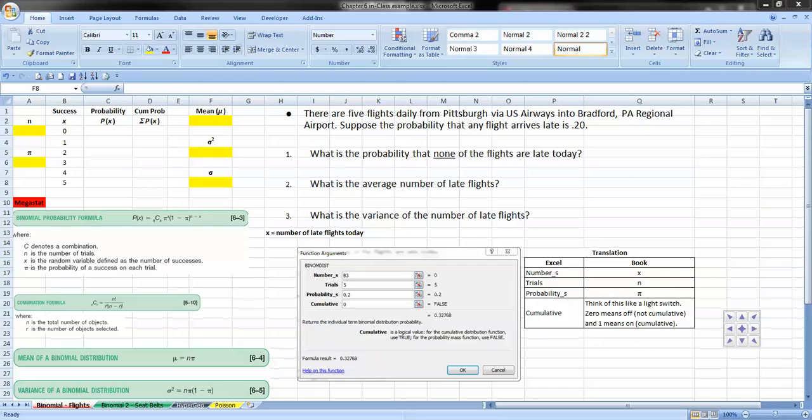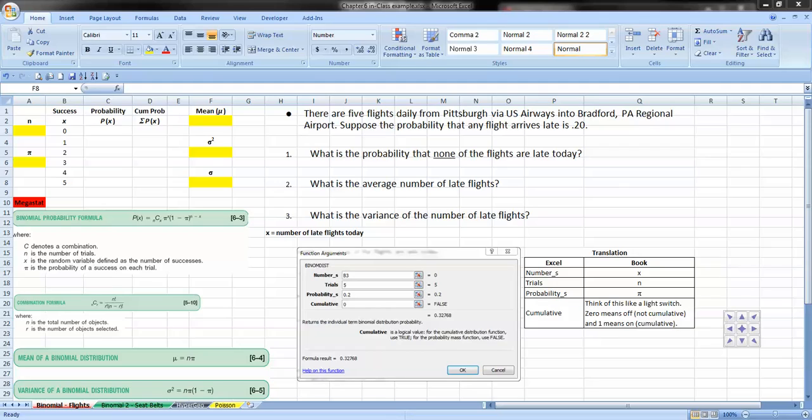For our binomial probability distribution, we are discussing the 5 flights daily from Pittsburgh via U.S. Airways into Bradford, Pennsylvania Regional Airport. Suppose the probability that any flight arrives late is 0.20. What is the probability that none of the flights are late today? What is the average number of late flights? And what is the variance of the number of late flights?